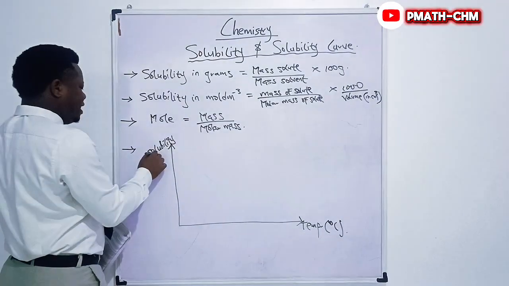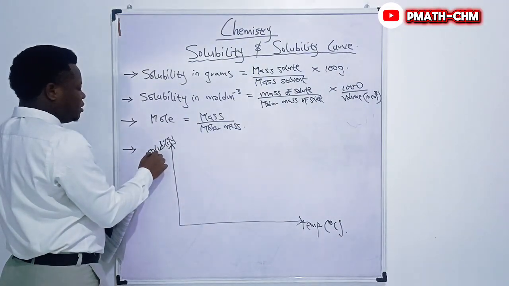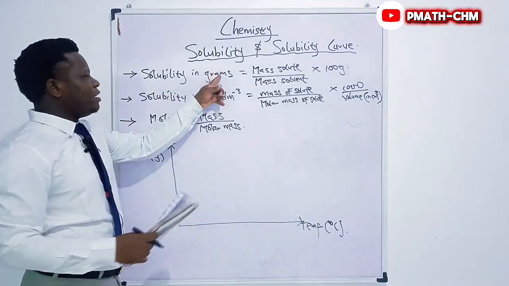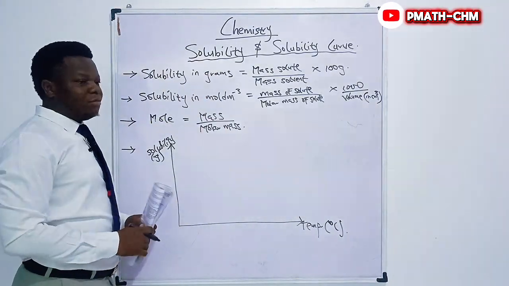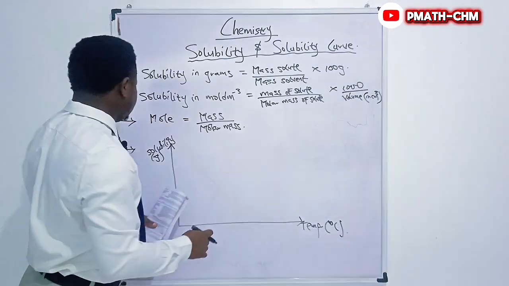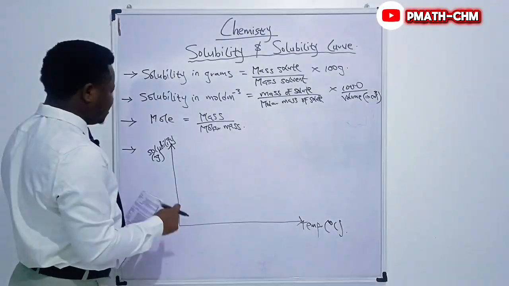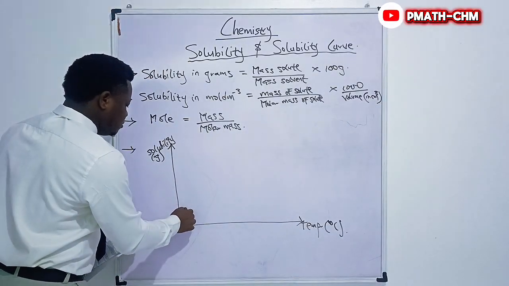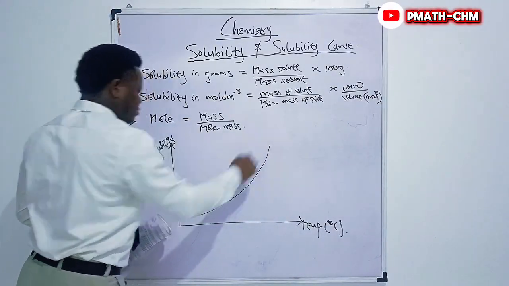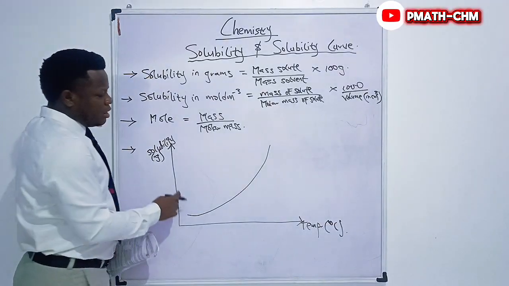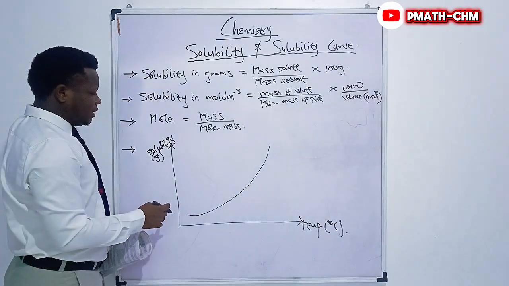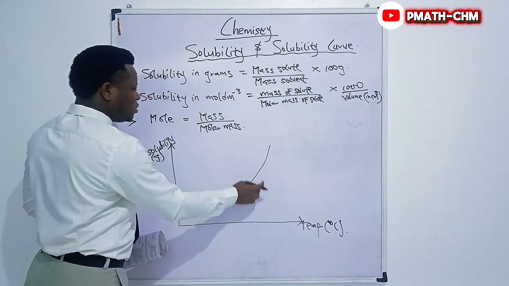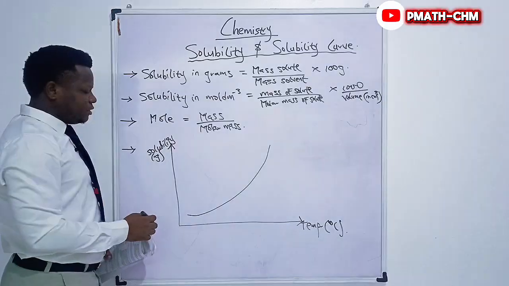Your solubility can be in any unit, so it can be in grams, or it can be in mole per dm³. Remember, solubility can be in grams or in mole per what? dm³. So if you should have a curve of this nature, let's say, now if you notice the trend in this curve, you can see that as the temperature increases, we can clearly see that the solubility is also increasing.